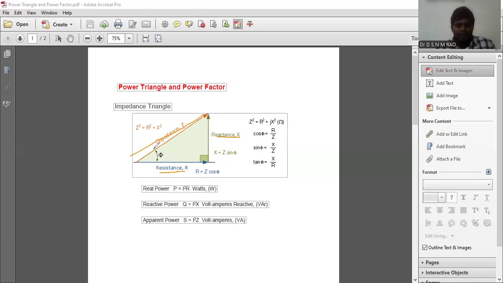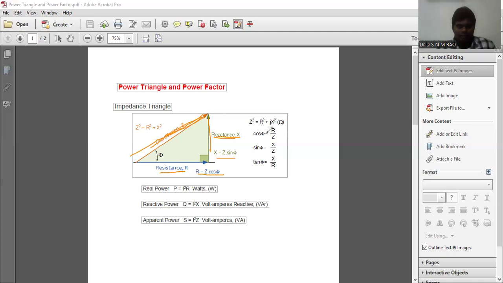From the impedance triangle, cos phi equals adjacent side by hypotenuse, R by Z, so R equals Z cos phi. Similarly, sin phi equals opposite side by hypotenuse, X by Z, so X equals Z sin phi. So this is the impedance triangle.